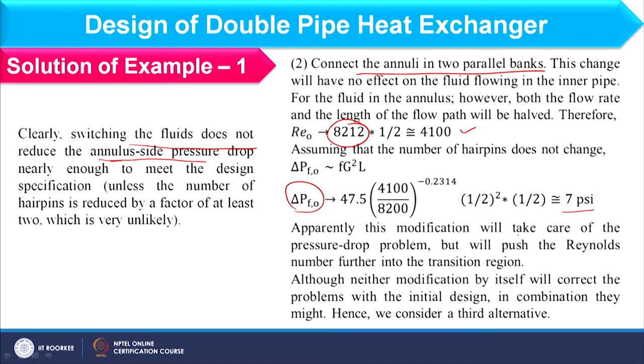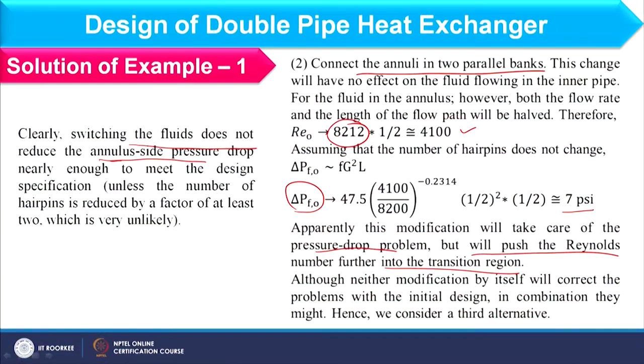So apparently this modification will take care of the pressure drop, but will push the Reynolds number further into the transition region, because now the Reynolds number is less than 10,000. Fine. So what we can consider, switching the fluid and changing the pattern. Changing the pattern means changing the configuration is not solving my problem. Though it is falling under the required pressure drop, it is putting the liquid in the transition zone, which we should avoid. So what we can consider, we can consider the combination of two options together.